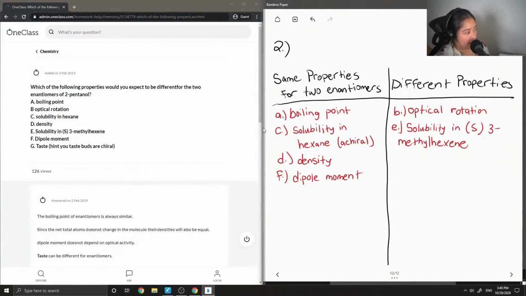And then lastly is taste. So they give us a helpful hint that says your taste buds are chiral. So we can already put taste on the right side of the chart, since taste buds are chiral.